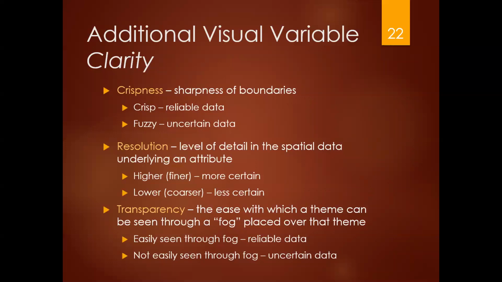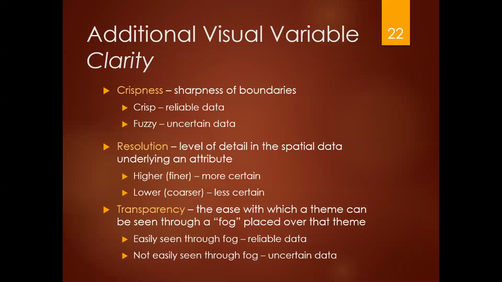For example, crispness. Crisp boundary means reliable data, fuzzy boundary, uncertain data. Resolution, higher or finer resolution means the data is certain. If the resolution is pretty low, the image is blurry, it means that the certainty is low. The data is not that reliable.